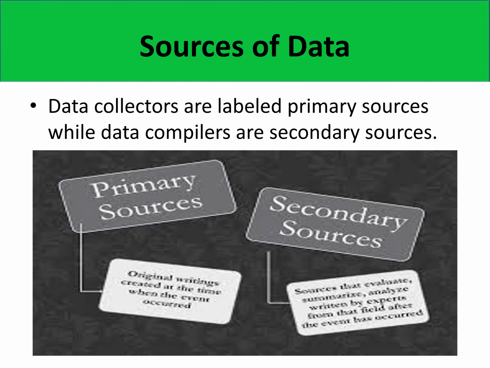Now, there are two sources of data. The first are data collectors, those collecting data firsthand, and the second are data compilers. Data collectors are labeled primary sources, while data compilers are referred to as secondary sources.